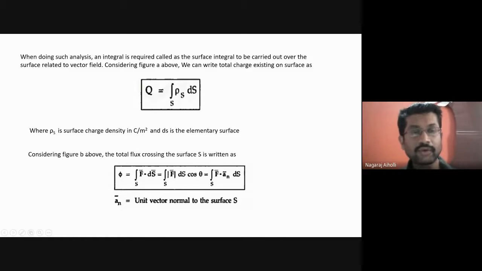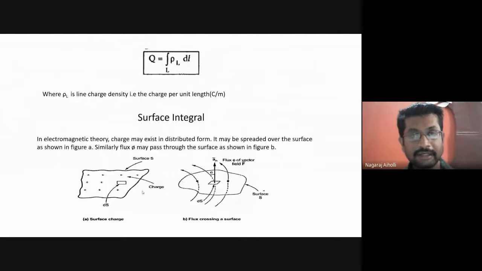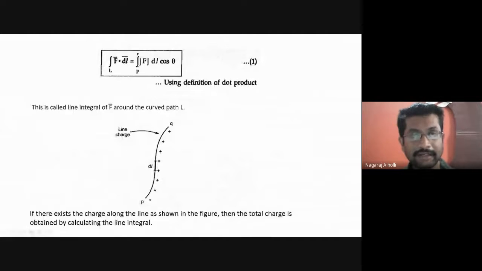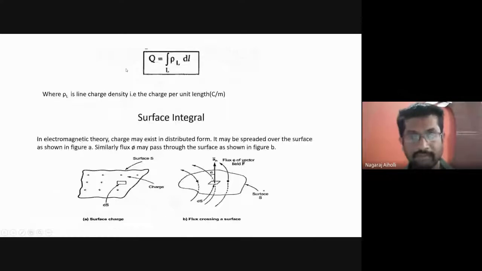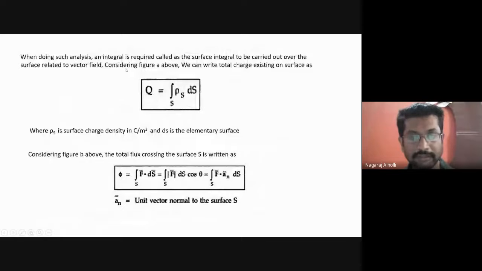Next, if I want to calculate the total flux that is coming out of the surface, then phi is equal to the surface integral. I have to integrate with respect to the surface now. In the previous one, the line integral, I integrated with respect to the elemental length to get the total flux. If it is a surface, then I have to integrate with respect to the surface. Surface integral f bar dot ds bar.